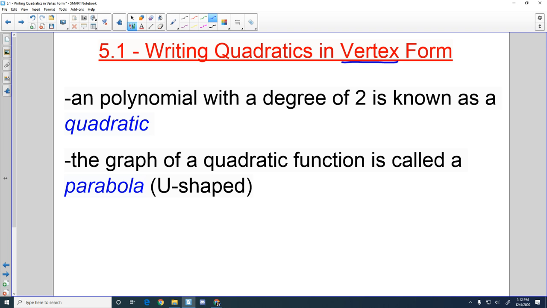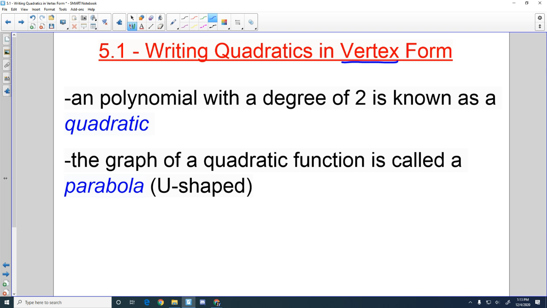And most types of equations have different forms. Like with the line, we've got slope-intercept form or point-slope form or standard form. Well, for a quadratic, we've got vertex form, which is what we're going to be learning first. And we like vertex form because it's pretty easy to graph.